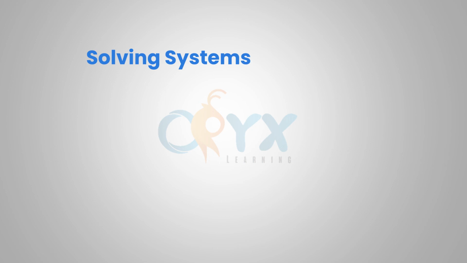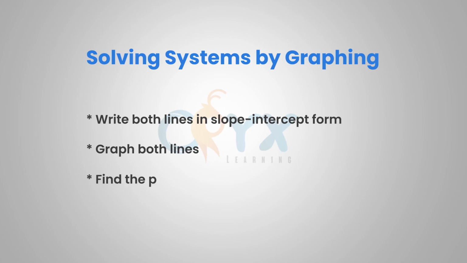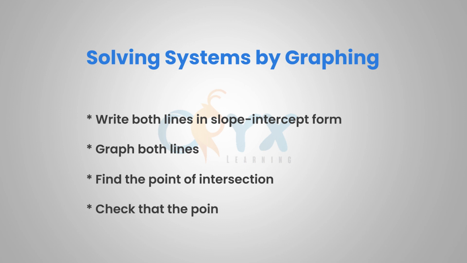So remember, when solving systems by graphing, first we must write both lines in slope-intercept form. Next, we will graph both of the lines. Third, find the point of intersection. And then last but not least, check that the point makes both equations true.